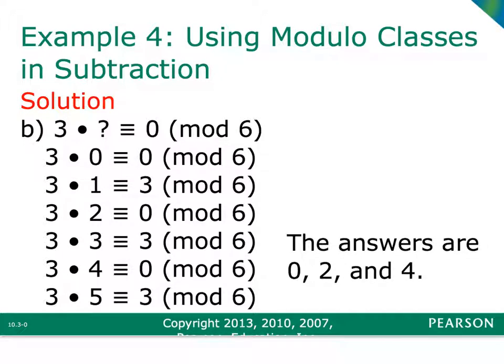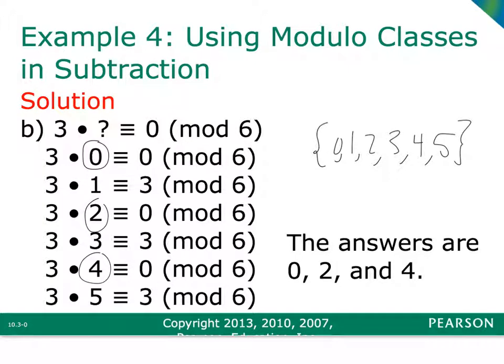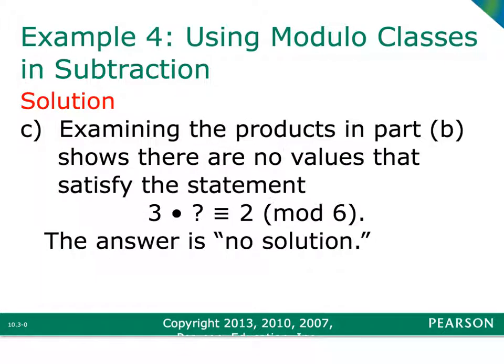Remember, these are the only elements we can use in the set. In modulo 6 that is 0, 1, 2, 3, 4, and 5. But notice that if we're trying to get 0, that works for 0, it works for 2, and it works for 4 as well. So the answers are 0, 2, and 4. We actually have 3 answers there. And as we said before, there is no 3 times something equals 2 in modulo 6, because we're always going to get 0 or 3, so there's no solution to part C.